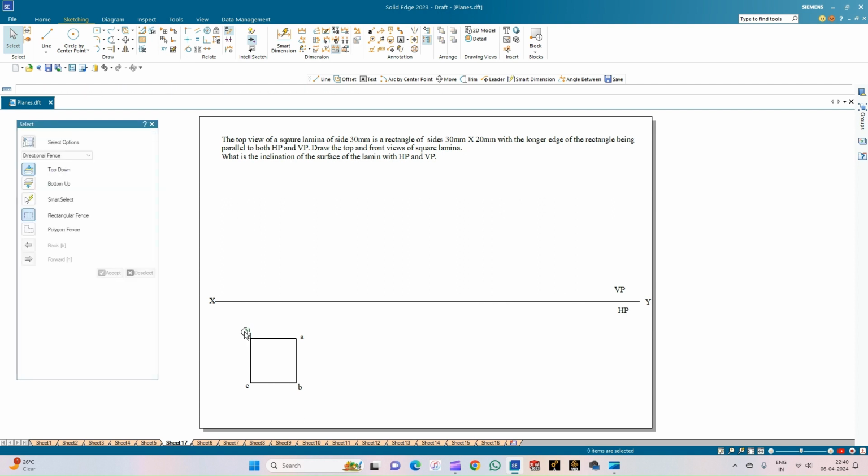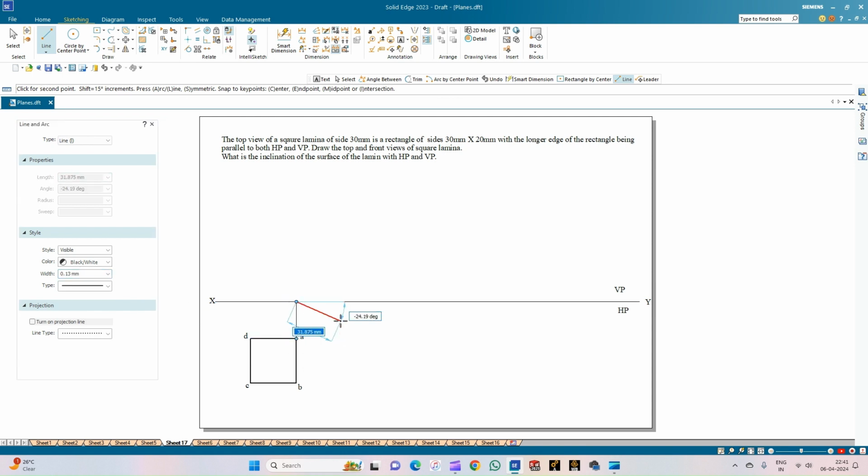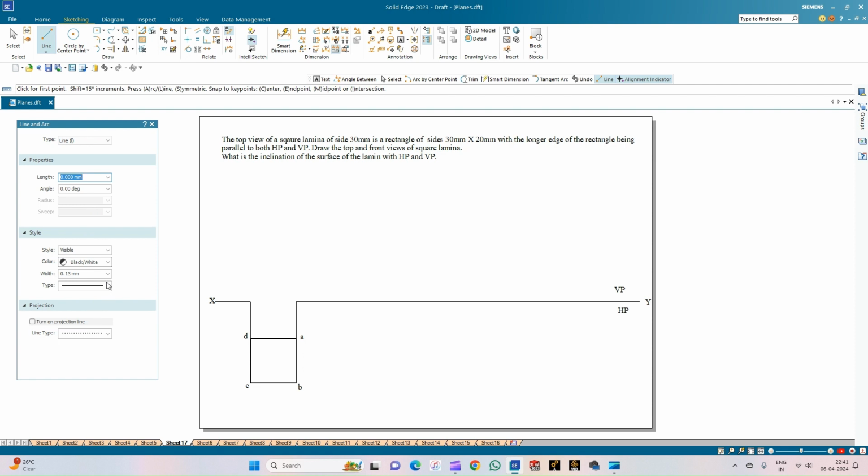Now let us draft its front view by drawing the projectors from each of the corners. So let us select the projection line of thickness 0.13 mm and draw the projection lines from B to A, intersect the reference line, and then C to D intersect the reference line. So the reason why the projection lines are intersecting the XY line is it is resting on HP and it is not above HP at any particular distance. It is on HP, so the front view will be exactly on the reference line, which is the intersection of both VP and HP.